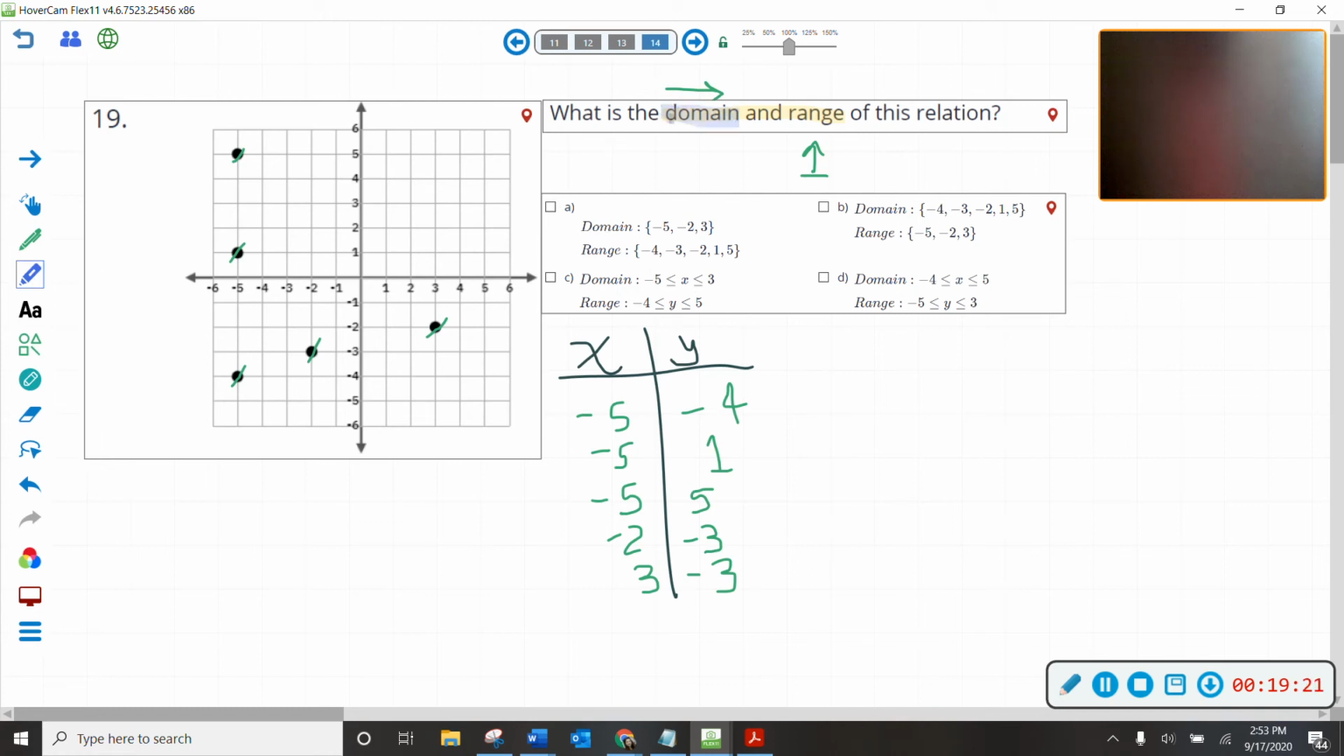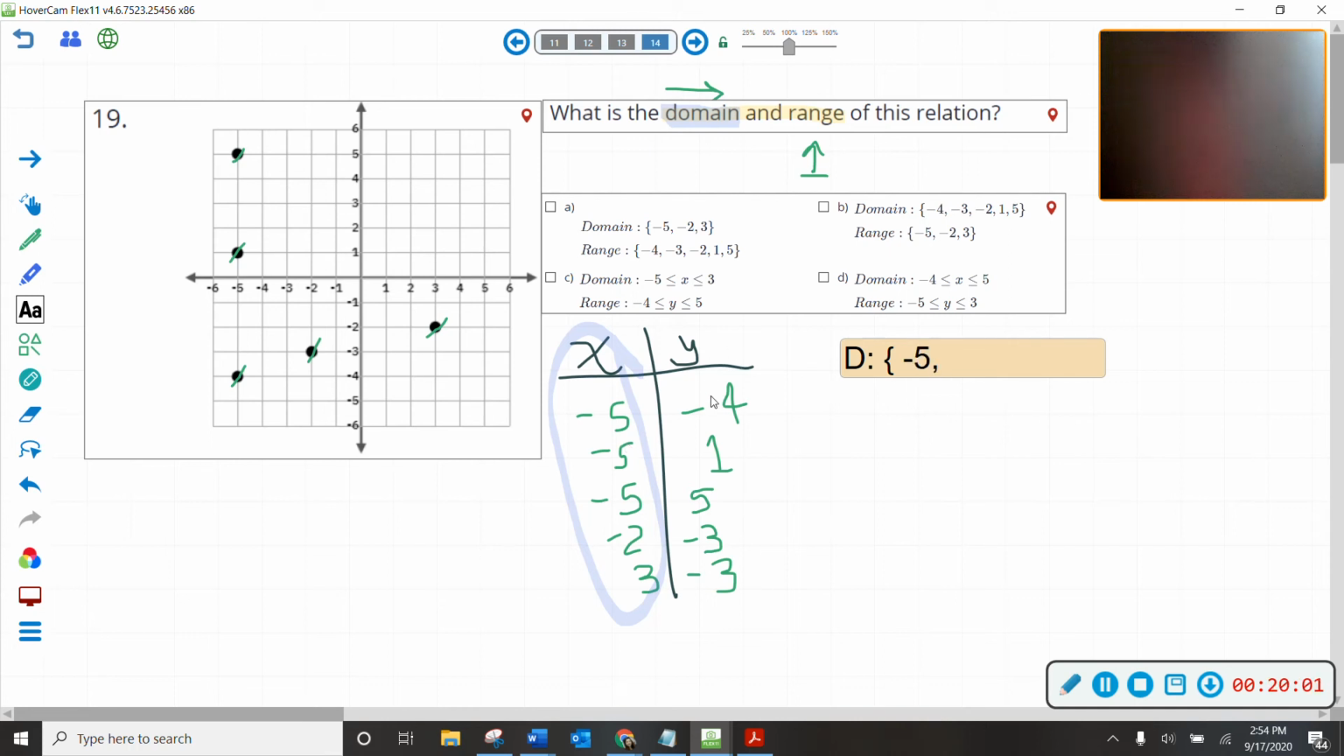All right, so domain are the X values. So if these are my X values, I'm going to go ahead and type it out over here. I'm going to write D for domain. I'm going to open up my brace. And what I'm going to do is look for the smallest number. Remember, my numbers are going to be from least to greatest, starting from left to right. Ascending, that means getting bigger. So this is the most negative number, that's -5.